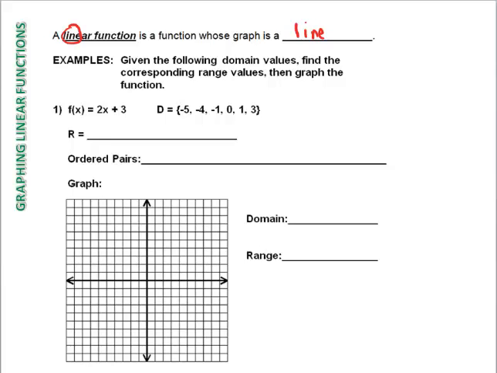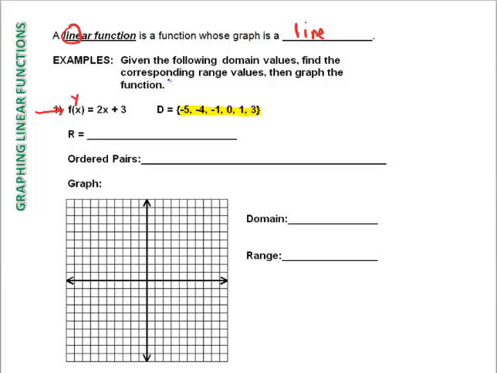What I have here is a linear function for you, and it's f of x equals 2x plus 3. Remember, f of x means y, okay? So I've given you some domain values: -5, -4, -1, 0, 1, 3. We're going to use those domain values and the function to find the range, list the ordered pairs, graph this, and go from there, okay?